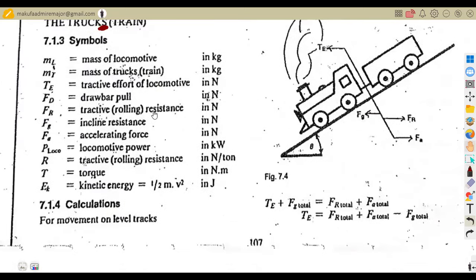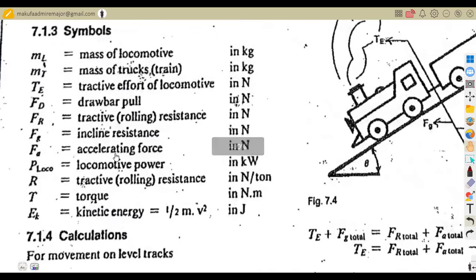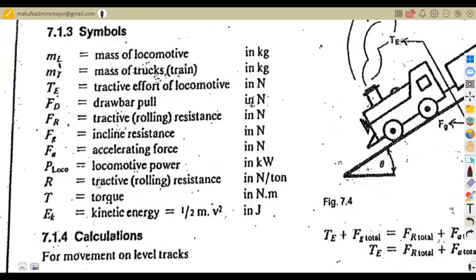Then the symbols that they need you to know. I think everything here we talked about. ML is the mass of the locomotive. When it is given as MT, it is the mass of the train or the mass of the trucks. TE, the tractive effort in Newton. FD, the drawbar pull in Newton again. FR, we talked about this. FG, incline resistance. FA, we talked about this, accelerating force.